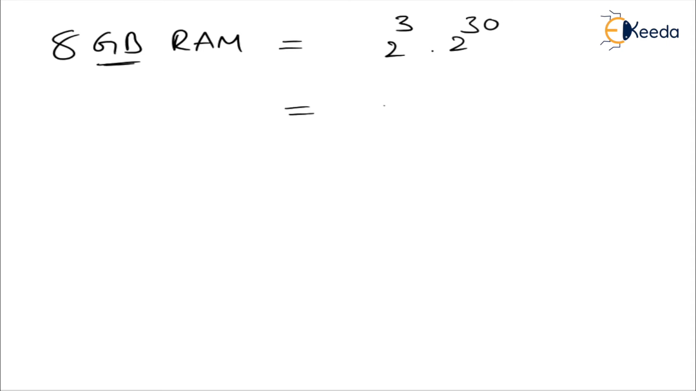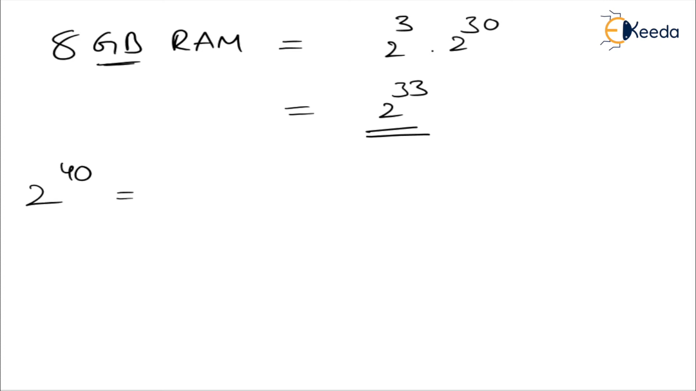Suppose I am having 8 GB RAM. That means how much? 1 GB is equal to 2 power 30. 8 means 2 cube, since 2 twos are 4 and 4 twos are 8. So that equals 2 power 33. Remember, this is very, very important. 8 GB RAM means 2 power 33.